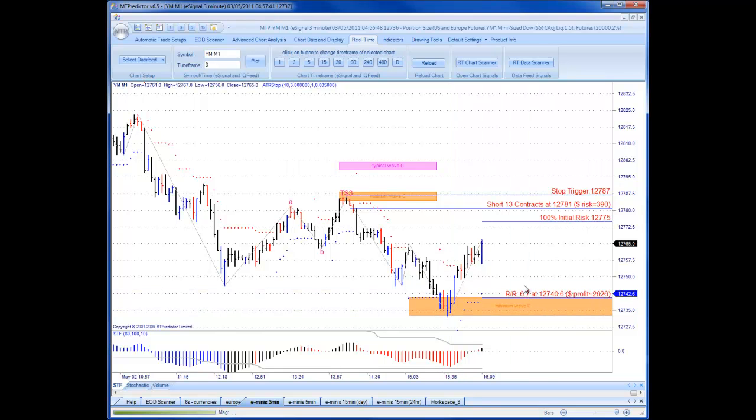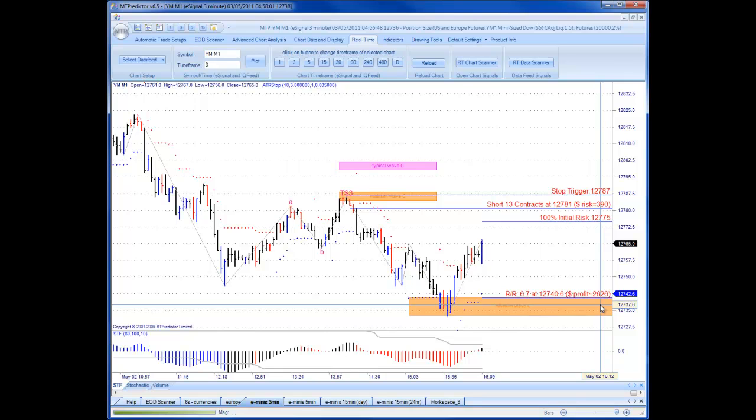The profit at this level was approximately plus 6.7 R, yes, 6.7 times the initial risk. So that meant for a $390 initial risk, this trade would have returned $2,600 profits. So a very nice trade indeed.